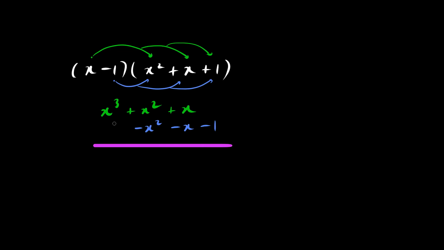Now we combine like terms. X cubed simply becomes x cubed. These terms cancel, and so do these. And we're simply left with x cubed minus 1, which is the simplified version of the answer.